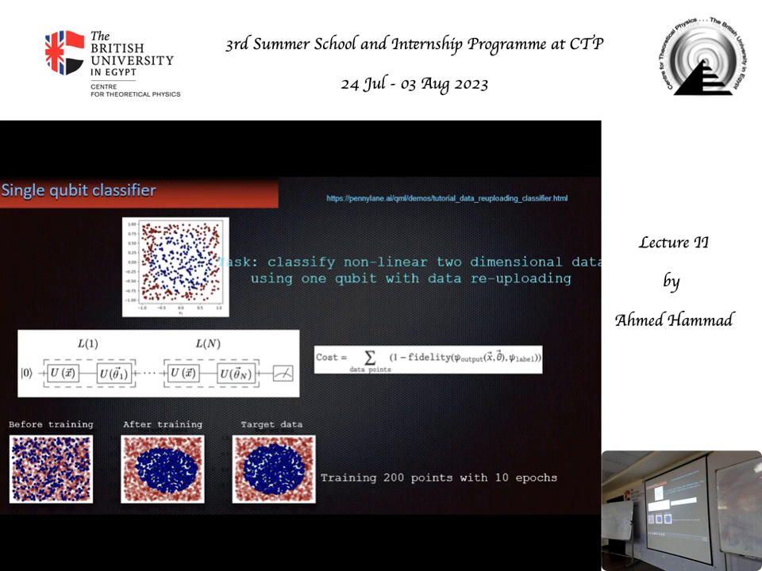We need to use only one qubit to classify this. We first prepare the qubit into its state, and then we embed the data using an angle rotation, rotating the qubit with the value of x. Then we apply some unitary operation, like another rotation using the free parameter theta 1, and we keep repeating the blocks as far as we can, and at the end we do the measurements. Once we do the measurements, we can calculate the cost function, which is 1 minus the fidelity. After we minimize the cost function, we can find the prediction of the model.